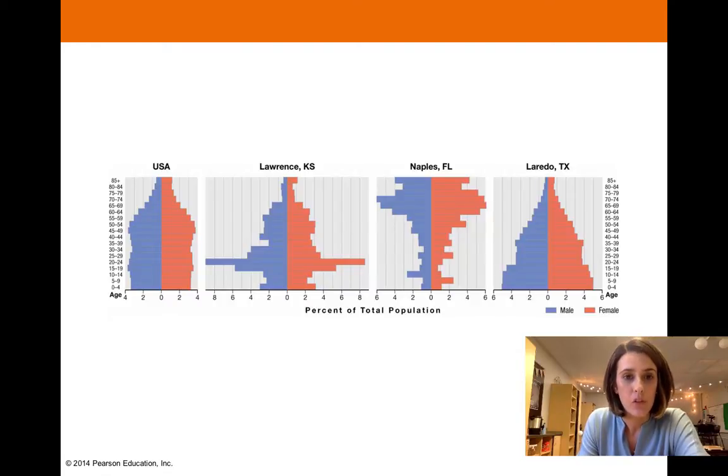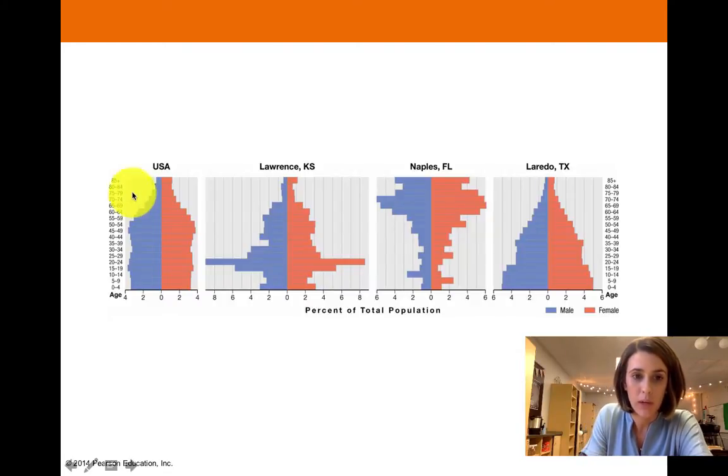So here's what a population pyramid looks like. Here we can see we've got one of the United States. We've got our males displayed to the left. They're also color-coded in blue. And then we have our females to the right, which are color-coded in red. This is showing me the percent of total males in the population, and the percent of total females in the population. And then they're grouped by these age cohorts.